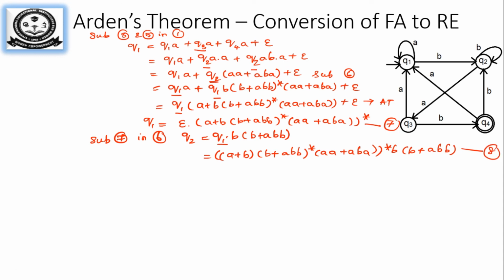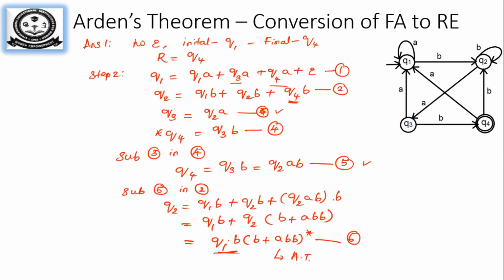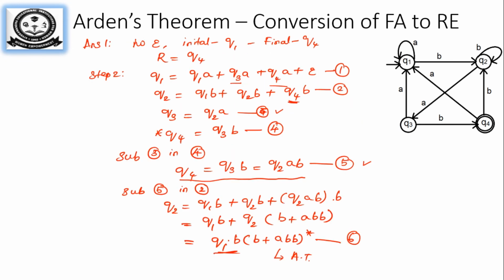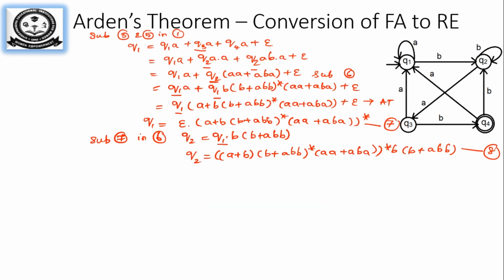So why do I have to find Q2 here? As you can see in the previous term, Q4 is expressed in terms of Q2. So I need this Q2 value. So I found the Q2 value in the 8th expression. So now what I do is I am going to substitute the Q2 value in the 5th expression. So I am going to substitute the 8th expression in the 5th expression.